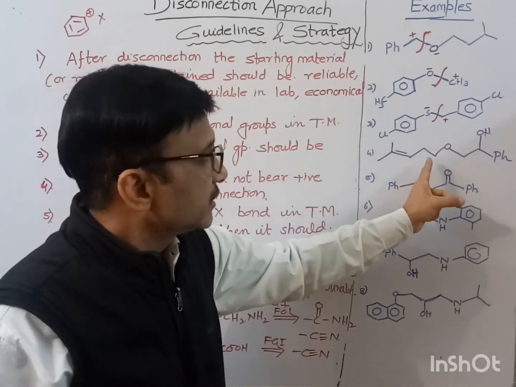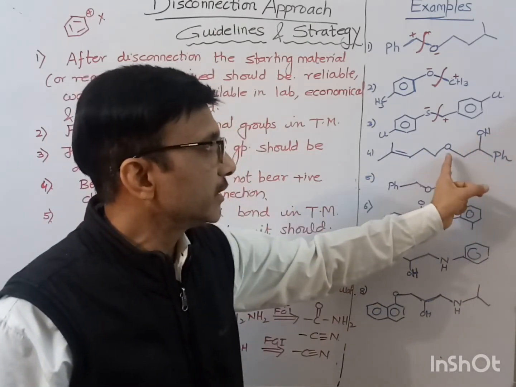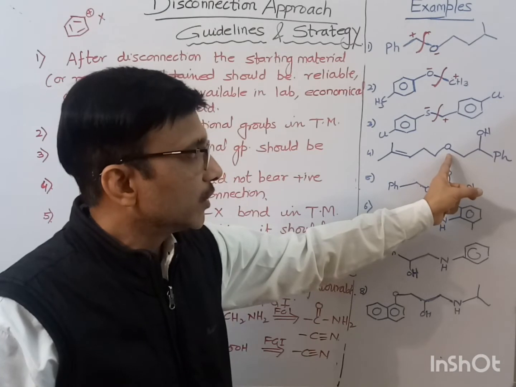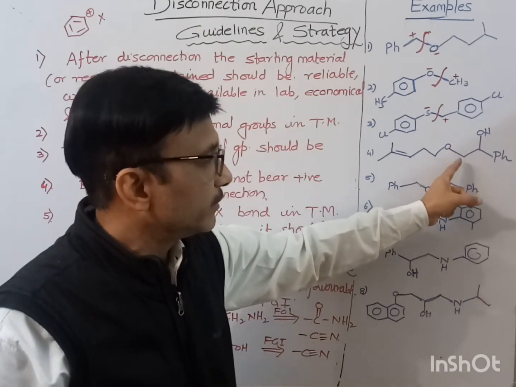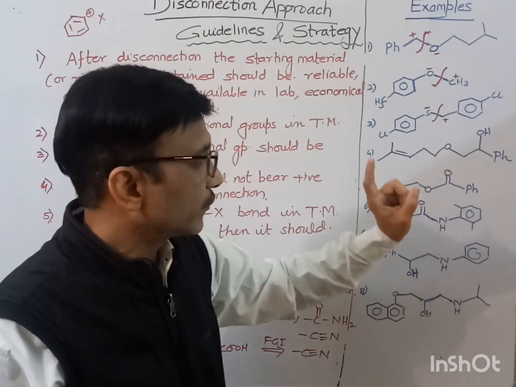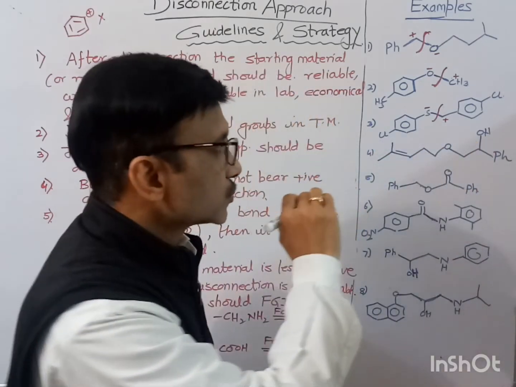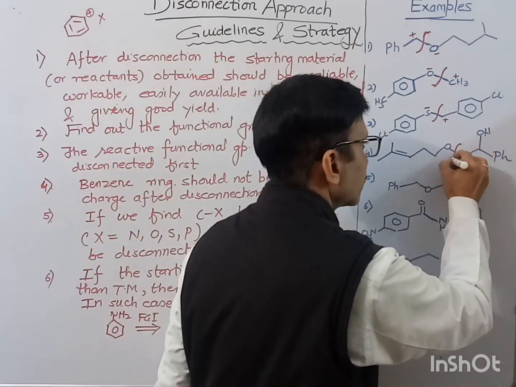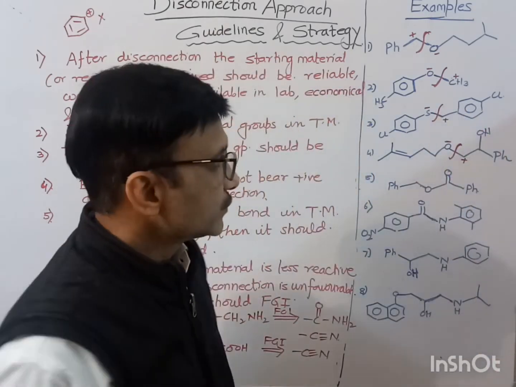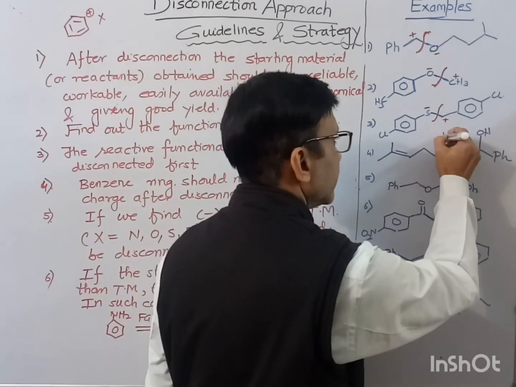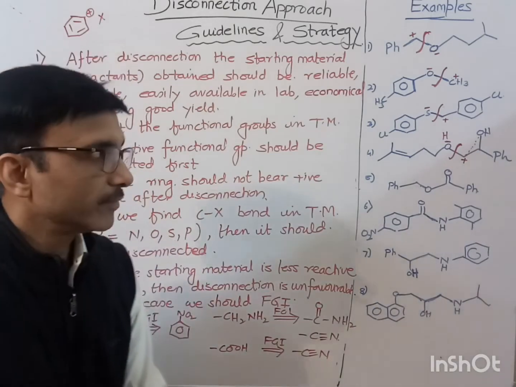Now this example, if you will see, we have two functional groups, OH and this ether. Now this CO bond being the more reactive one, we can disconnect it from here. Now from where we should disconnect it? From here or here. So we can disconnect it from here. This is the negative charge, this is the positive charge. And over here you can add H plus, and here it will give you the epoxide ring.